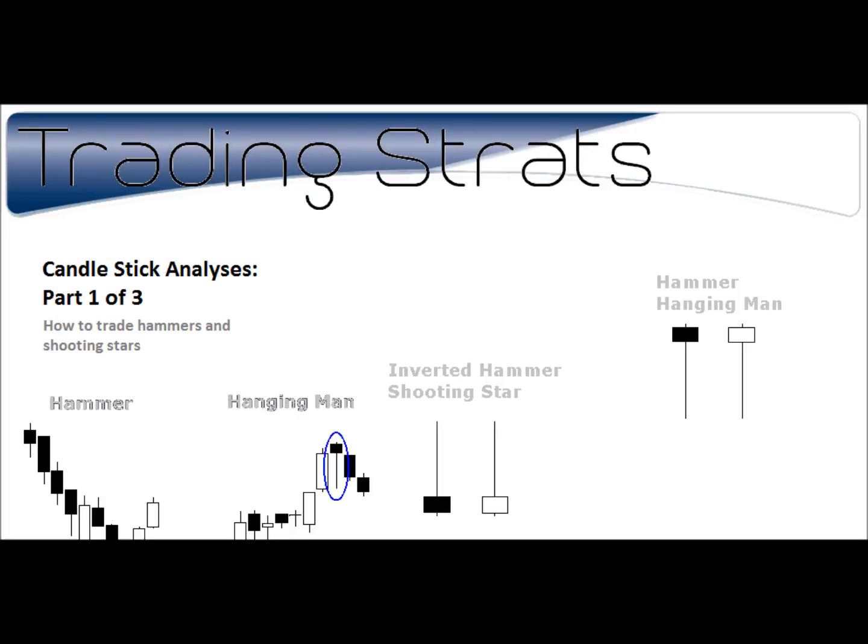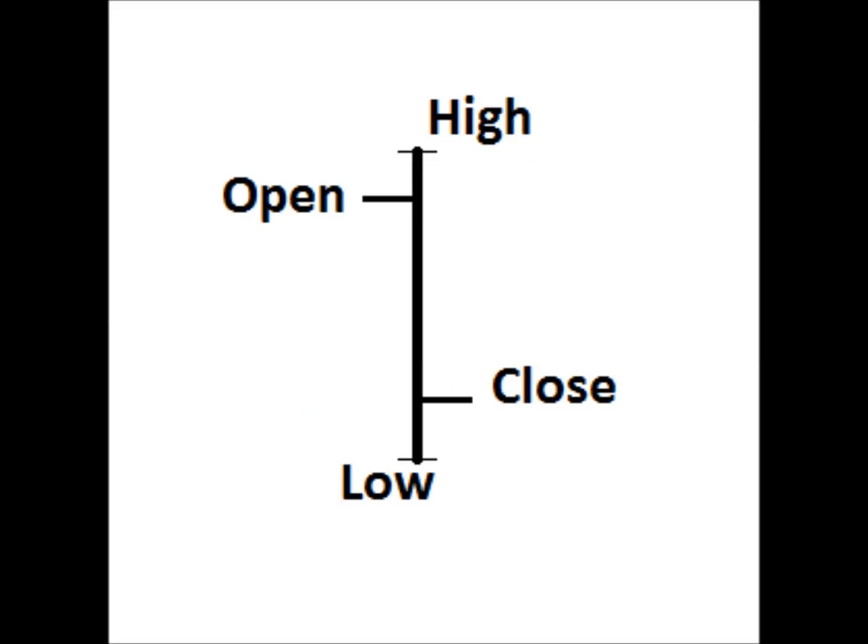How to trade hammers and shooting stars. When you look at a bar on a trading chart, most traders do not appreciate how much information the bar holds. Each bar contains an open price, a close price, a maximum and a minimum.